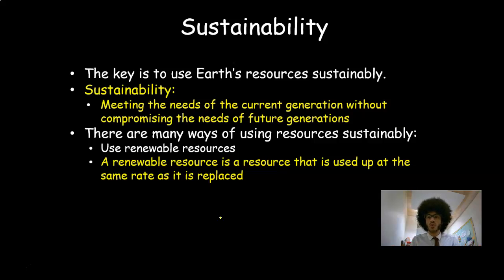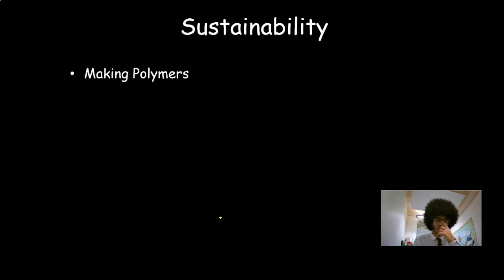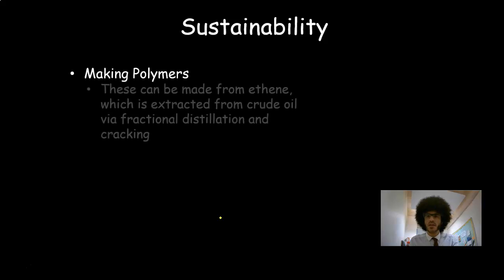Now, a renewable resource is a resource that is used up at the same rate as it's replaced, or the replacing is happening quicker than the rate at which it's being used. And what that does, it helps conserve those finite resources, and it helps improve sustainability as well. Now, an example I like to discuss, just to flesh this out a bit more, is making polymers.